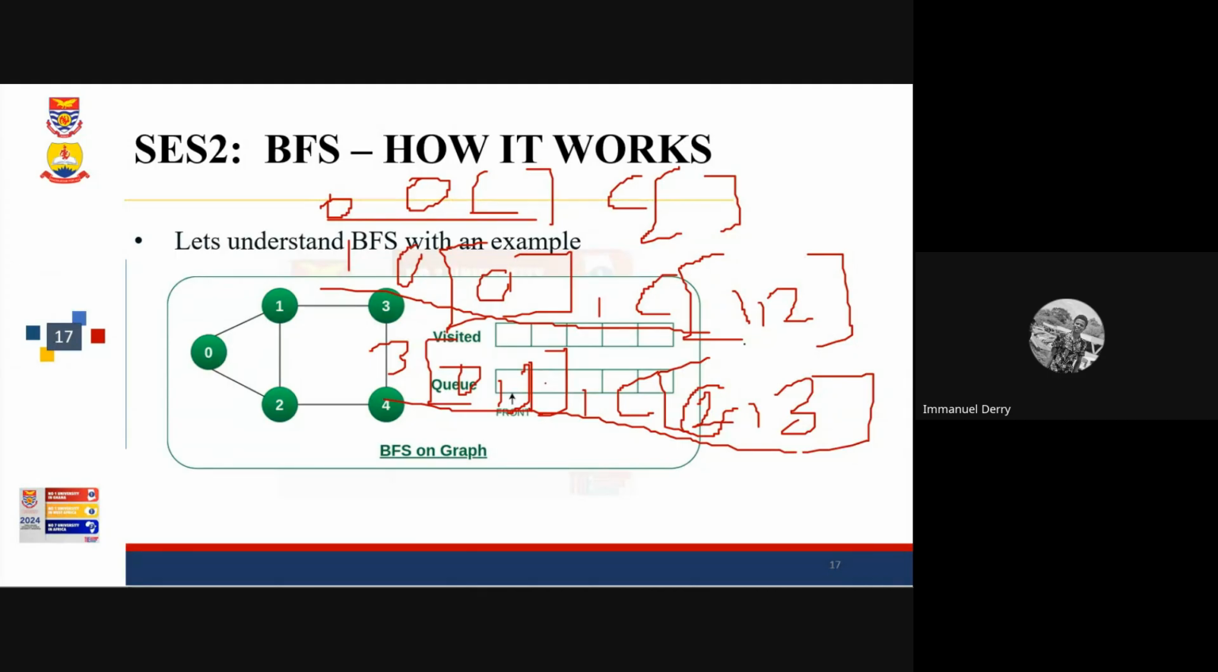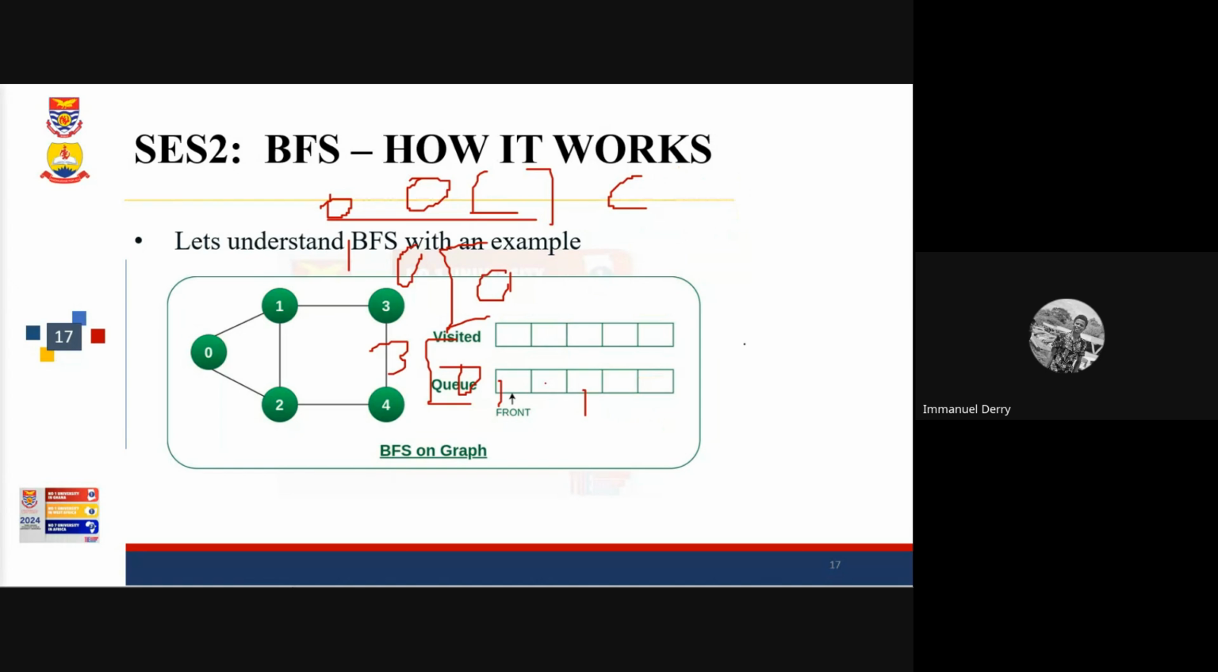But if it is to traverse the entire graph, then you have to make sure the closed list is empty before you stop the process. Is that very clear? So that is how it works.